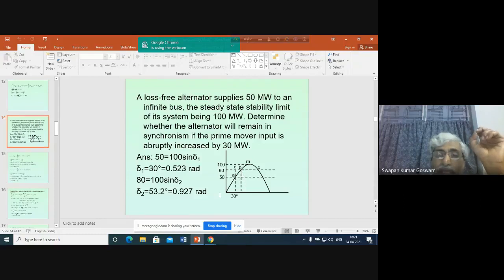Now let us find this angle. At this point, what is the area? Here 80 is the input power, and the output power curve is 100 sine delta 2. So you can find delta 2, it is 53.2 degrees, or 0.927 radian. From delta 1 to delta 2, there was acceleration, so you can calculate this area. After that, there will be deceleration, so you can determine where this area will be obtained.